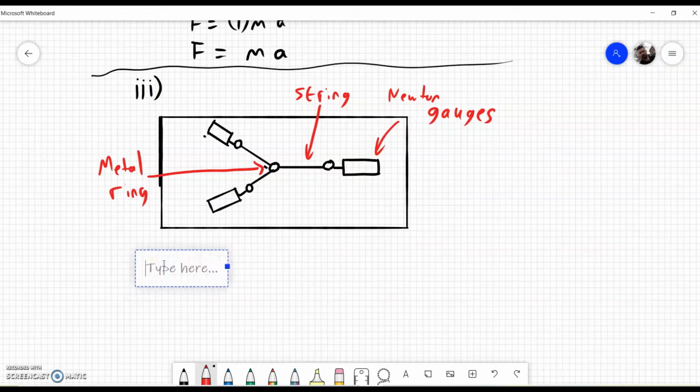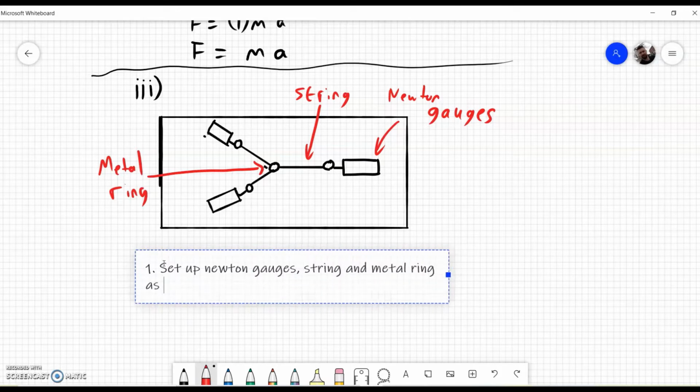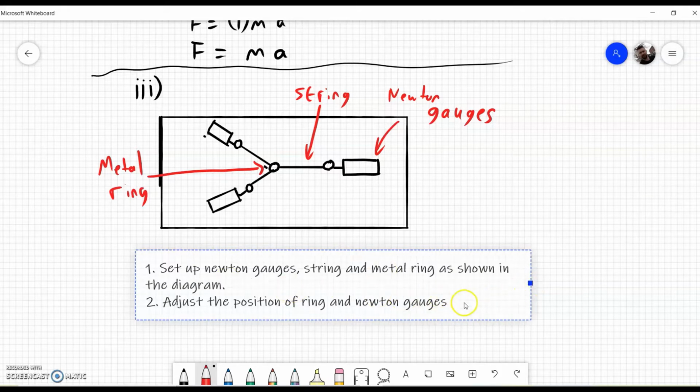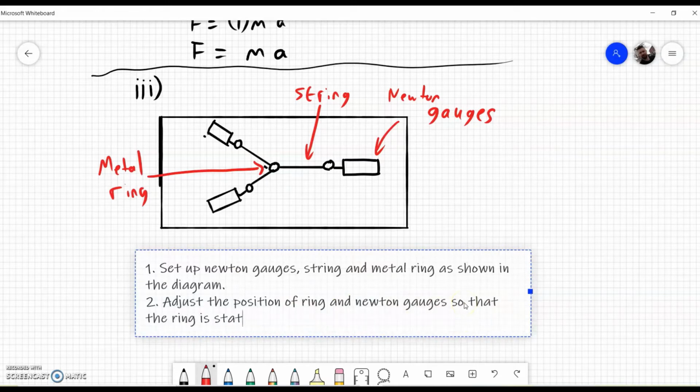So the method is pretty straightforward. 1, set up Newton gauges, string and metal ring as shown in the diagram. 2, adjust the position of the ring and Newton gauges. Just make it a little bit wider, so that the ring is stationary.